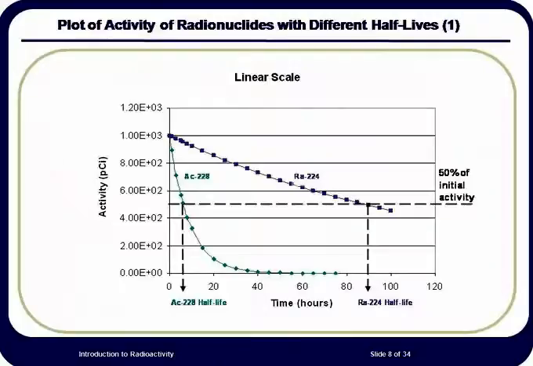The line for 228 actinium has a much more pronounced bend because it has a very short half-life, 6.1 hours. The 224 radium curve almost appears to be a straight line because of its much longer half-life compared to the range of the values on the x-axis. Note that one way to determine the half-life of a radionuclide could be graphically by plotting activity as done here and determining the time at which 1/2 the original activity remains.